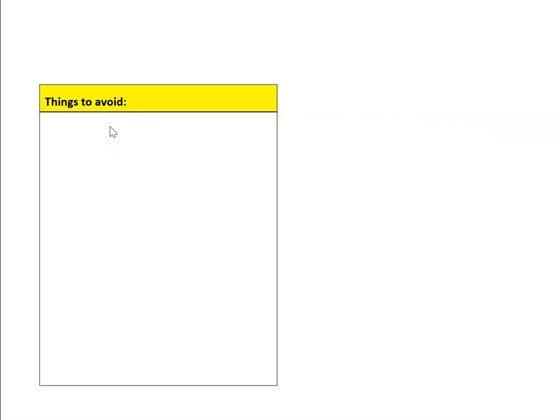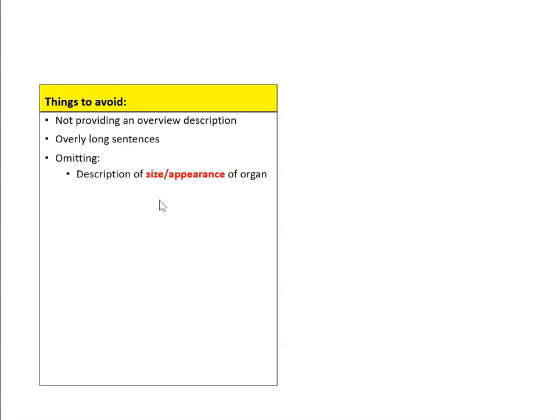So some things that are good to avoid would be omitting an overview description. If you have a particular organ, for example, a thyroid with multiple nodules, it's always helpful to give a very quick orientation by mentioning there are multiple nodules in both lobes, the largest located in the right upper pole. Just a very quick description. Avoid overly long sentences and don't omit the actual size or appearance of the organ.